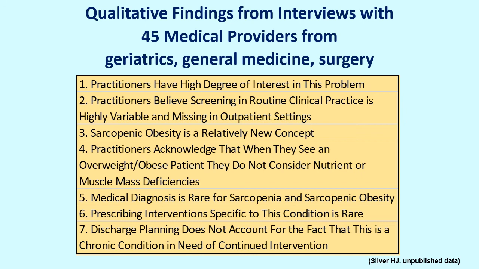see an overweight or obese individual, they don't really consider the specific obesity phenotype and whether, in fact, there might be problems with muscle mass, muscle atrophy, and its effects, or whether there might be nutrient deficiencies or excesses that differ among individuals with obesity. And therefore, it's very rare that medical diagnosis occurs or interventions happen.